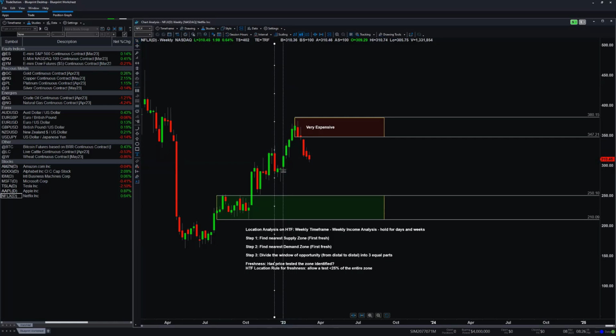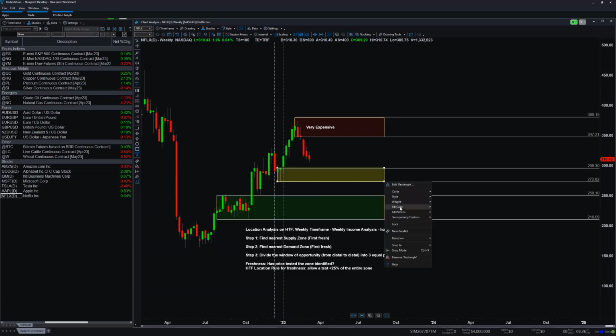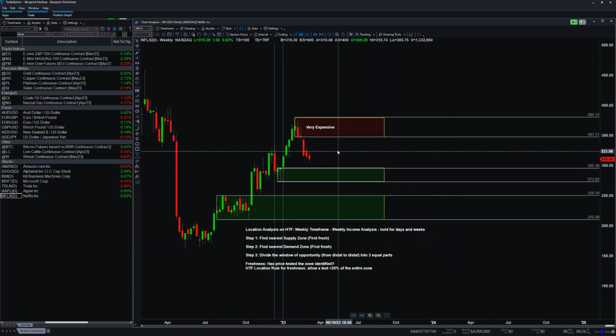Then my proximal goes to the highest body of the basing candles. My distal goes to the lowest wick of the entire formation. By the way, you do not have to color these areas like I'm coloring them. Just one color is fine. I just want to paint a picture for you. So this is very cheap.